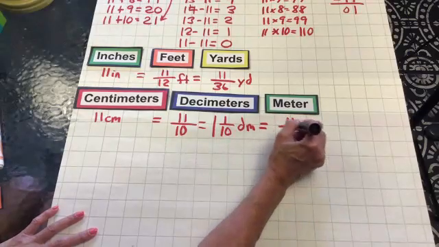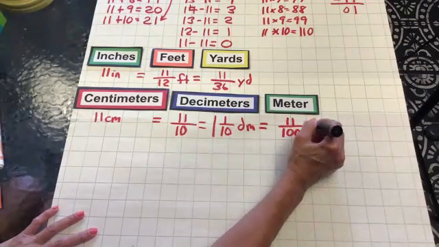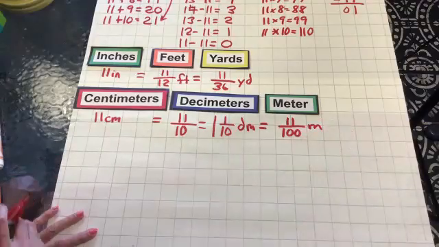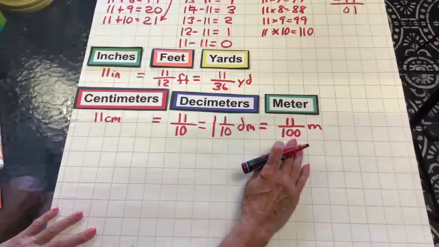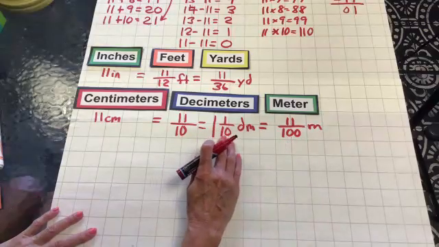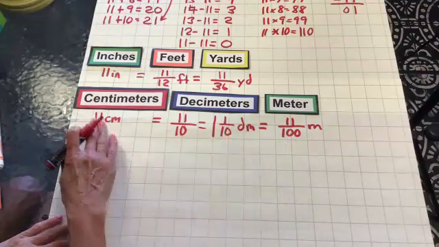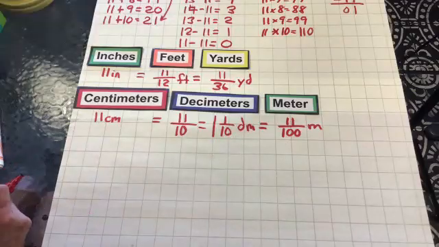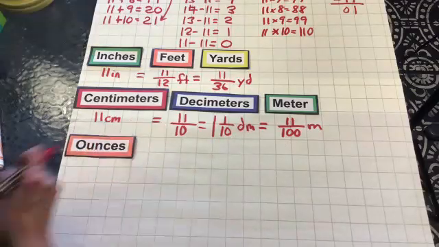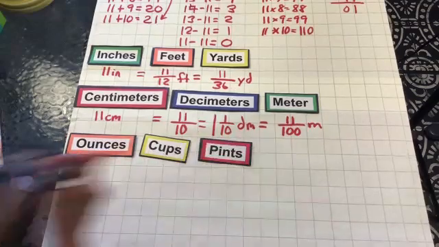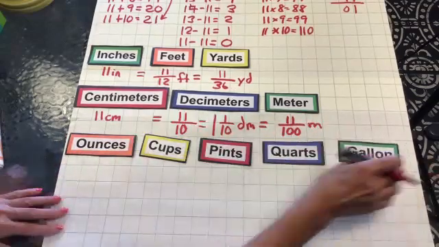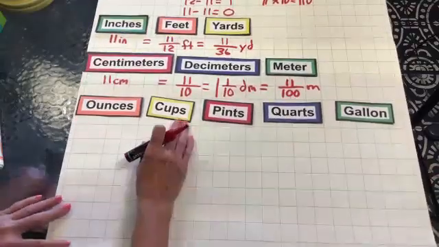Then we have 11 out of 100. So we have 11 hundredths of a meter. So this is part of a meter. It makes 1 whole and part of a decimeter, 11 centimeters. All right, looking good. Let's go on to the next one. Ounces, cups, pints, quarts, and gallons.